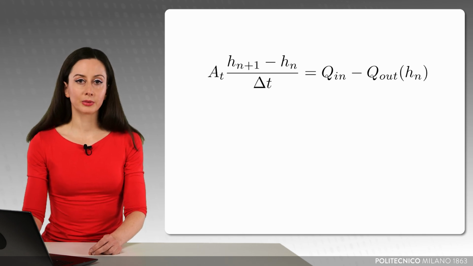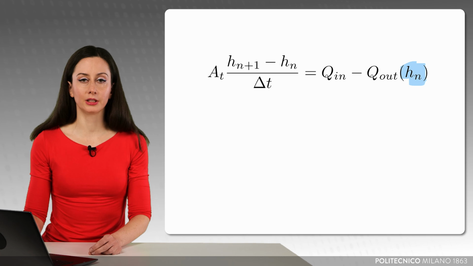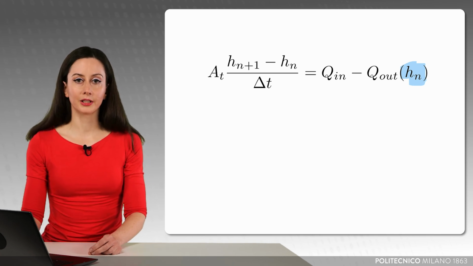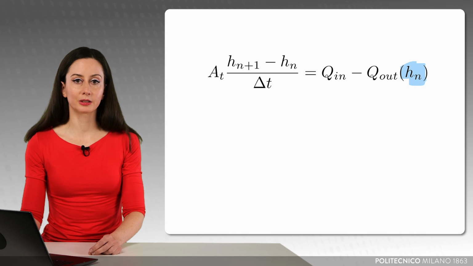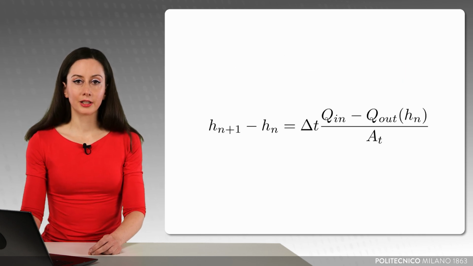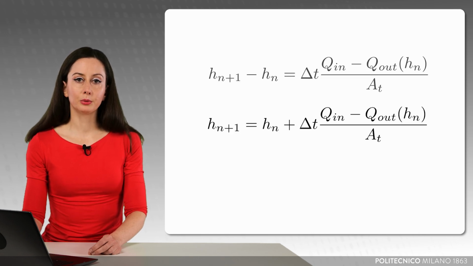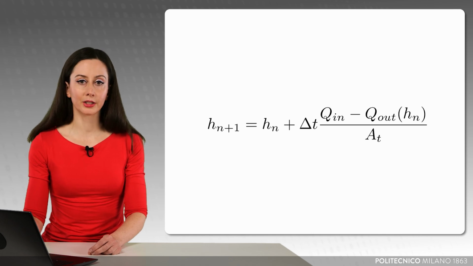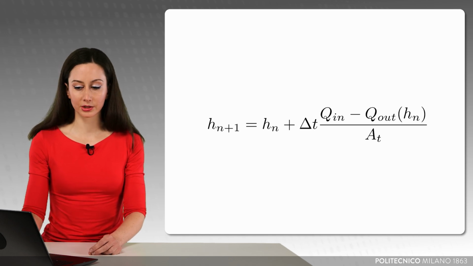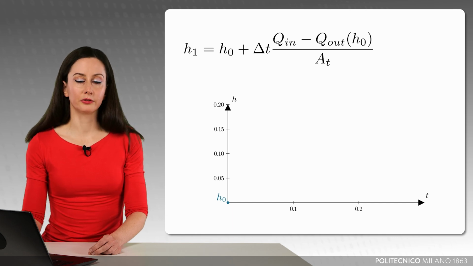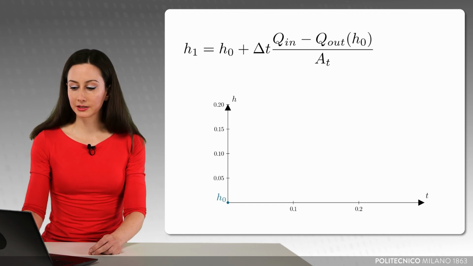And notice that the simplest thing to do is evaluate the outflow rate Q out with the old value of the water level H, obtaining what is called an explicit method. Now we can divide by the area, multiply by delta t. And finally, we can bring all known quantities to the right-hand side, obtaining an expression for the new value of H. Now, if we know the previous value of the water level H, we can find the next.